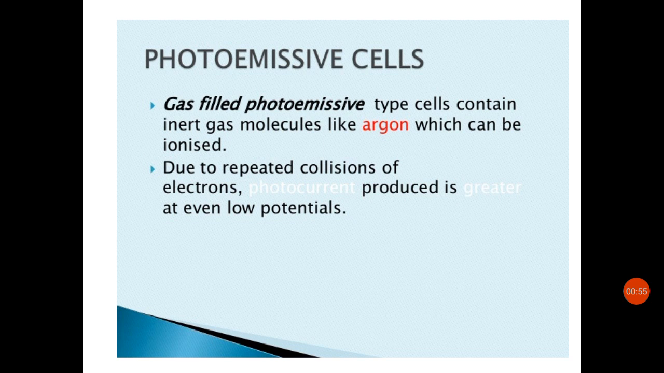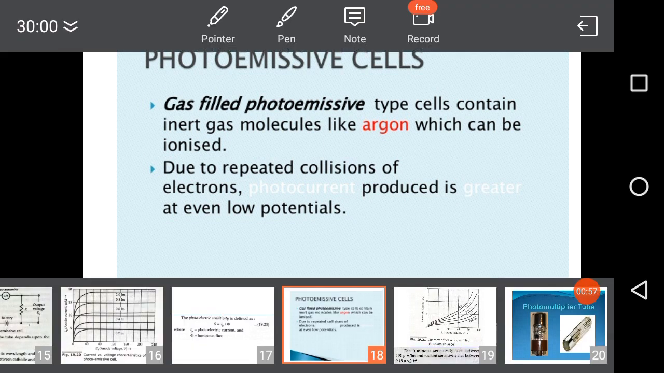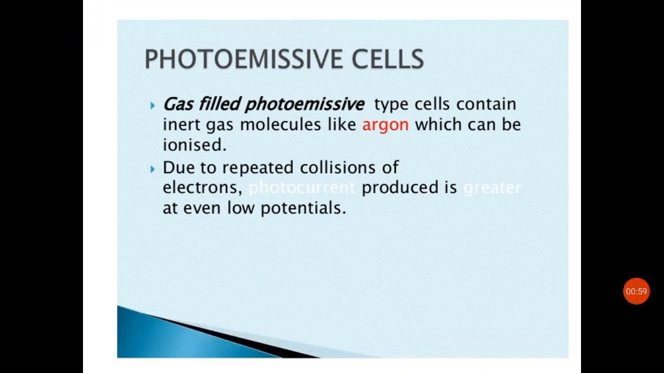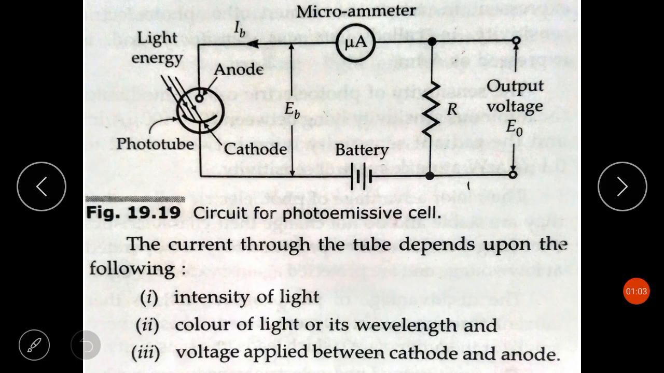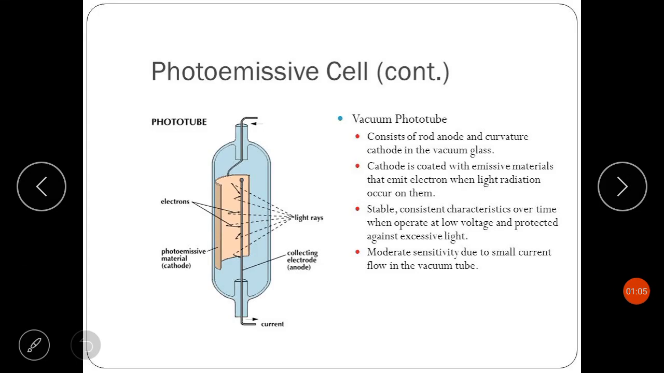The construction of the gas filled photoemissive cell is exactly similar to that of the vacuum type photoemissive cell. The whole construction remains similar, except that an inert gas at a pressure of 1 mm of Hg is introduced into this glass envelope.